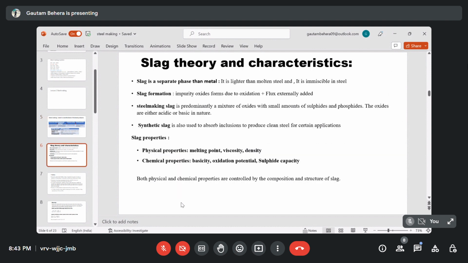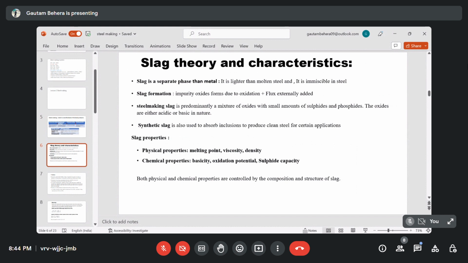Then the last part, we'll discuss slag theory and characteristics. So slag, this is the most important part of the steel making process, because if you remember, there is a beautiful line I called: if you know how to make a desirable slag or a specific slag, then that slag can make your steel. Or, make a slag, that slag will make your steel. This is a beautiful definition line, right?